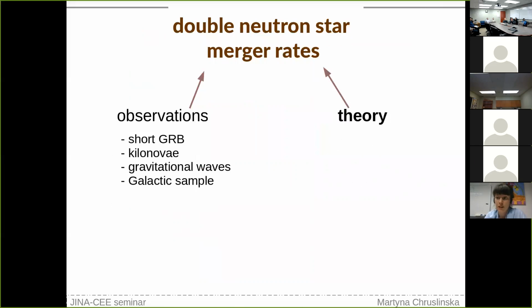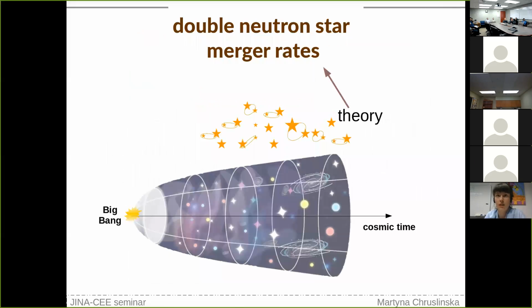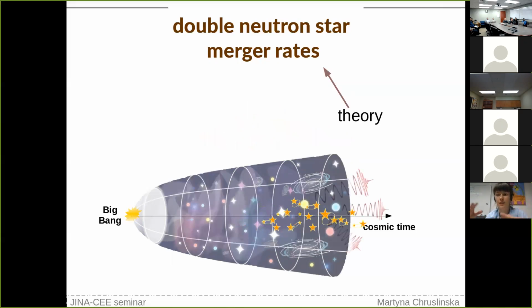To make a theoretical estimate, we usually rely on simulations that allow us to follow the formation of stars within the universe and then trace their evolution and interaction. And in the end, count the number of systems that formed two neutron stars that are close enough to merge within the Hubble time, or in a different time interval interesting for us.